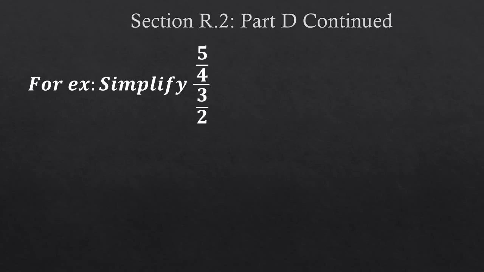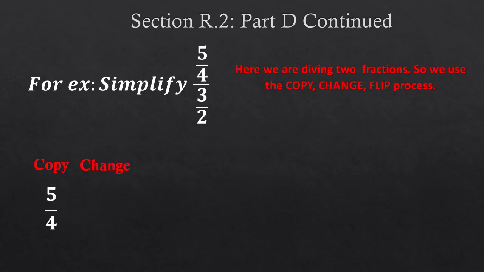Here we have two fractions that are also being divided. So again, we'll apply the copy, change, flip method here. We will copy the first fraction down, which is 5 over 4. We will change the sign from division to multiplication, and we will flip the second fraction, which becomes 2 over 3. We will therefore multiply straight across.